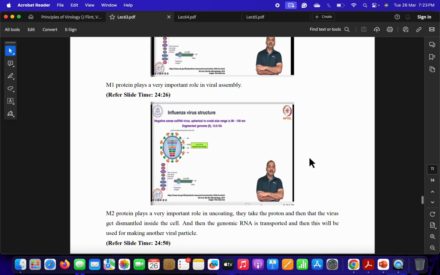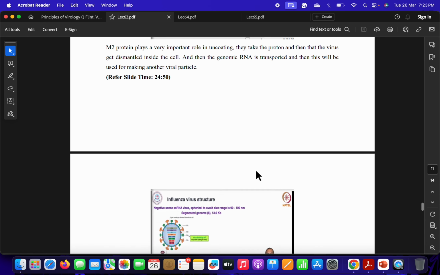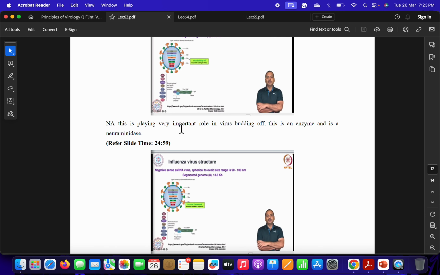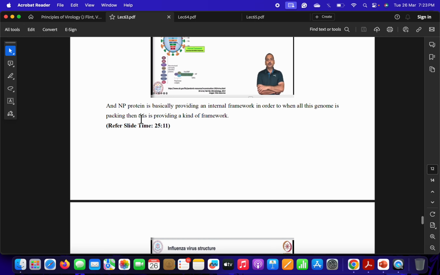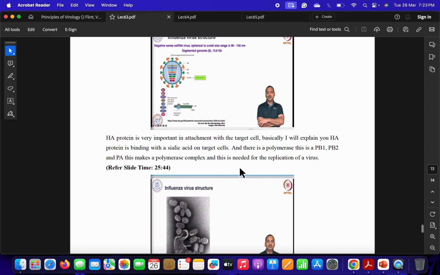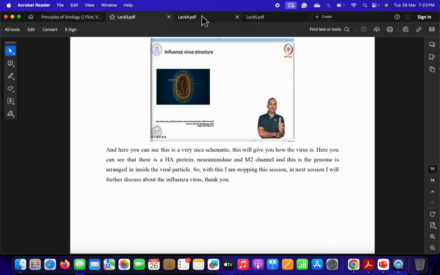M1 protein plays an important role in virus assembly. M2 protein plays an important role in uncoating. They take the proton and then the virus gets dismantled inside the cell. NA plays a very important role in virus budding off. This is an enzyme, a neuraminidase. The NP protein provides an internal framework when all this genome is packing. HA protein is very important in attachment with the target cell. Okay, so those are the basics of influenza viruses.